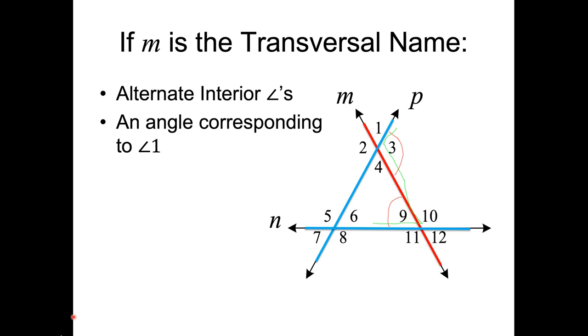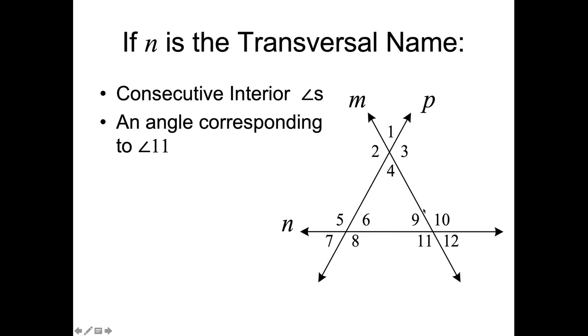Okay. And then corresponding angles would be corresponding to angle 1. So here's angle 1. And then, so angle 1 is on top of this blue line and on the right of the red line. So 10 is also on top of the blue line and to the right of the red line.